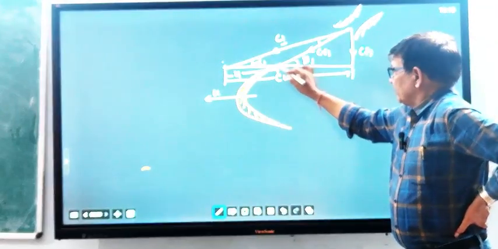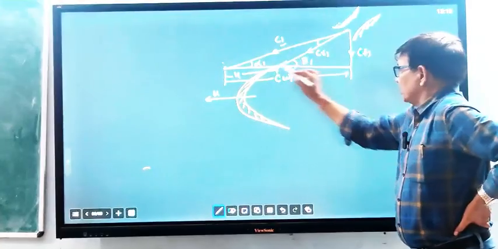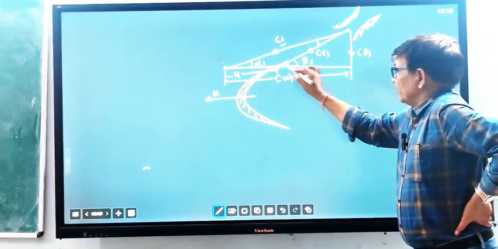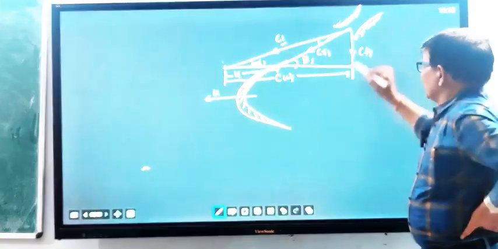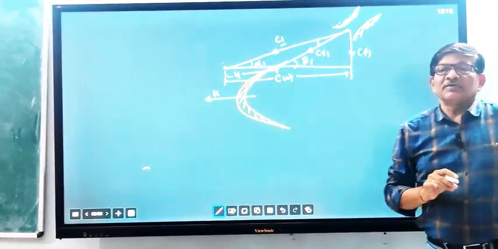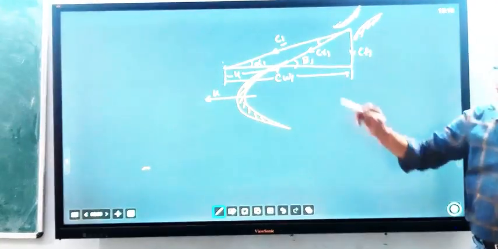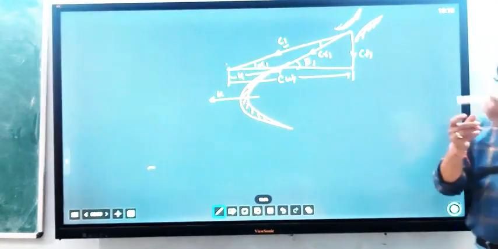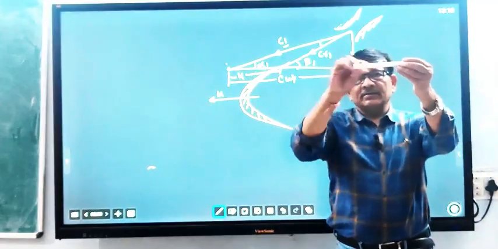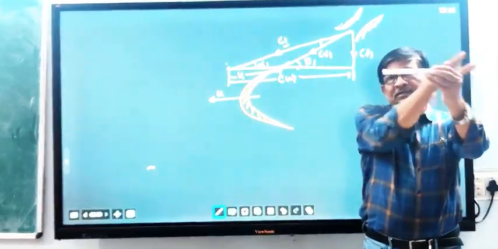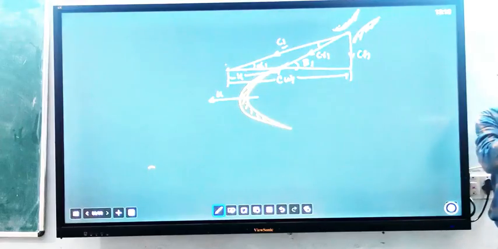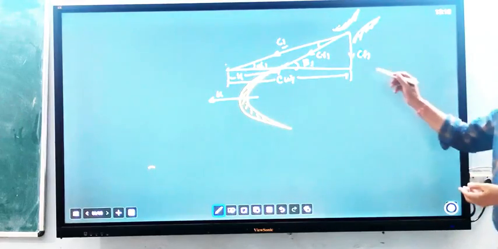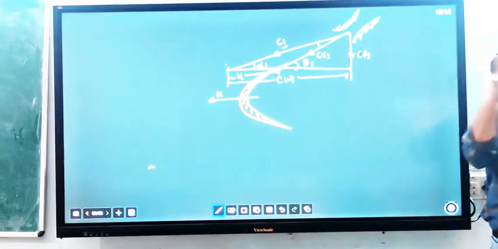This is the tip of the blade, and the tangent over the blade makes an angle beta 1 with this relative velocity. CF1 is the axial velocity component of the steam, and this component is responsible for movement. This is the axis of the turbine, there is the rotor, so along this direction steam is moving. So this component CF1 is responsible for the movement of the steam along the axis of the turbine. If this component is not there, then steam will not move along the axis of the turbine.